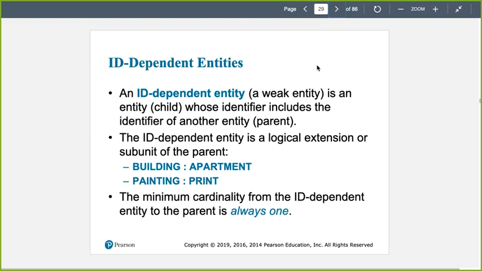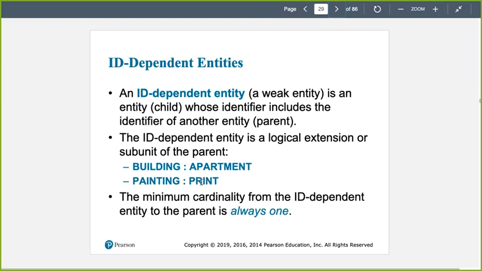But here it's the implementation of the strong-weak relationship, or so-called tight and loosely coupled relationship. We have a special type of relationship called the ID-dependent or non-ID-dependent relationship. ID refers to key in this particular case. So when we say ID-dependent, it's actually key dependent, meaning that a foreign key is required in one entity or the other. Right? In this case, we have the example of apartment and building, or painting and print.